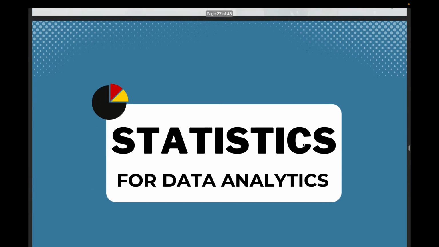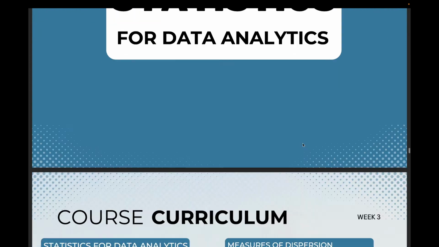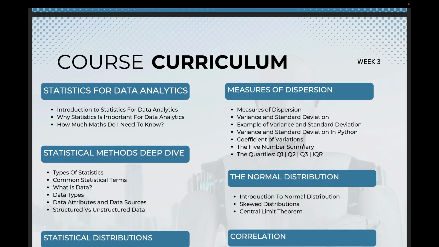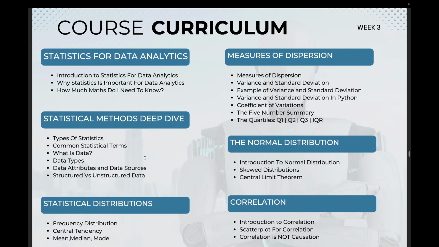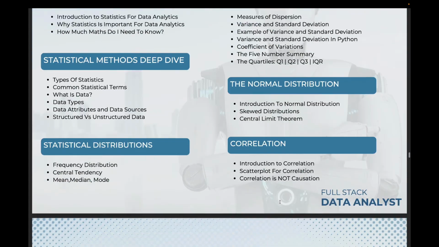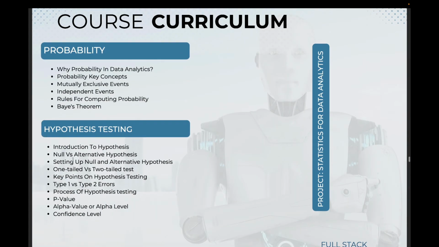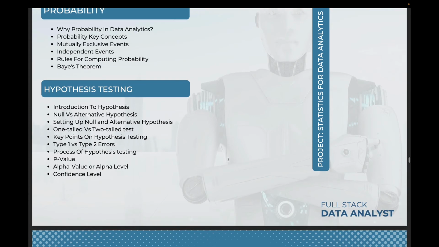Okay, and then after that, we move on to statistics for data analytics, right? Now for statistics, we also start right from the beginner level, so you don't need to have the basics in stats and mathematics before you can do it. It's just going to take you from the beginner level to the intermediate level. So you can see here introduction to statistics and all that. Then we go to the statistical methods deep dive, statistical distributions, measures of dispersion, normal distribution, correlation, probability, and then hypothesis testing. Then we have a project on statistics to implement the concepts that we have learned.